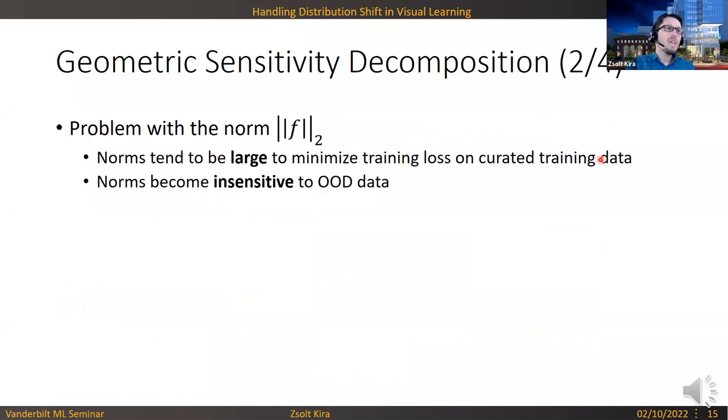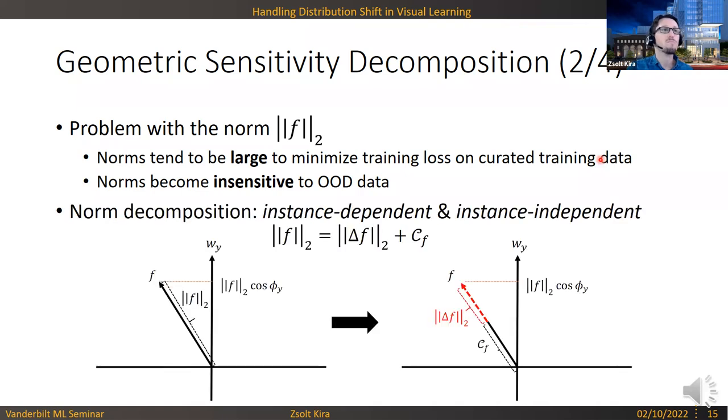And so we came up with a method to solve this. Again, the observation is that the norms tend to be very large in order to minimize training loss because we're using empirical risk minimization. What this means is that the norms tend to be insensitive to out-of-distribution data. Again, this observation comes from prior works, but we have also validated it. If you look at the paper, we have experiments showing this as well. So our actual method is super simple.